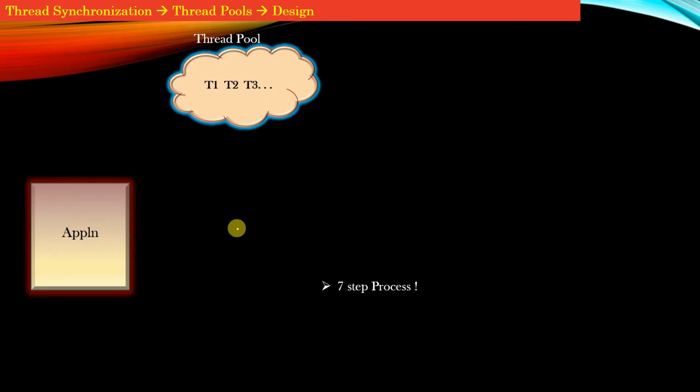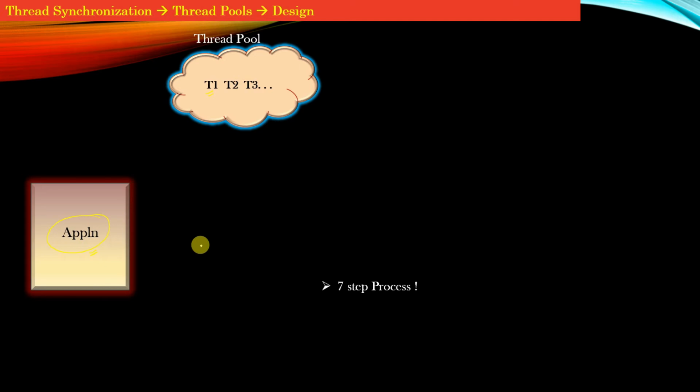So guys, now let us discuss the steps involved in designing a thread pool functionality. You can see that we have an application A, and this application wishes to harness the benefits of the thread pool. As soon as the application initializes, it creates some n number of threads and places all those n threads in a thread pool. So this is how the thread pool takes birth.